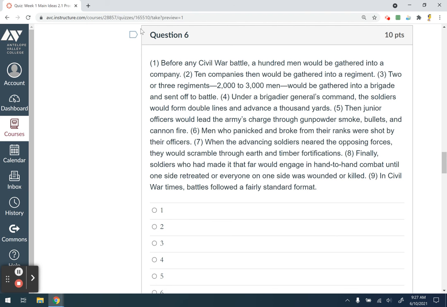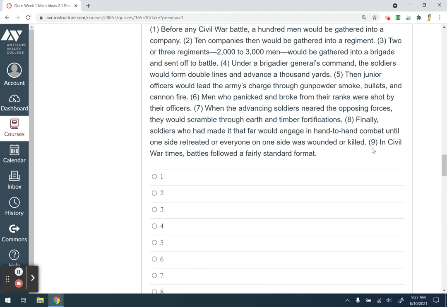Now there's one sentence that stands out as you're reading, and you're like, well, this kind of changed the tone, or it kind of changed the layout. We know it's about the Civil War, but what is it saying about the Civil War? There's one sentence that will stand out, and you look here, and it's sentence 9. In Civil War times, battles followed a fairly standard format.